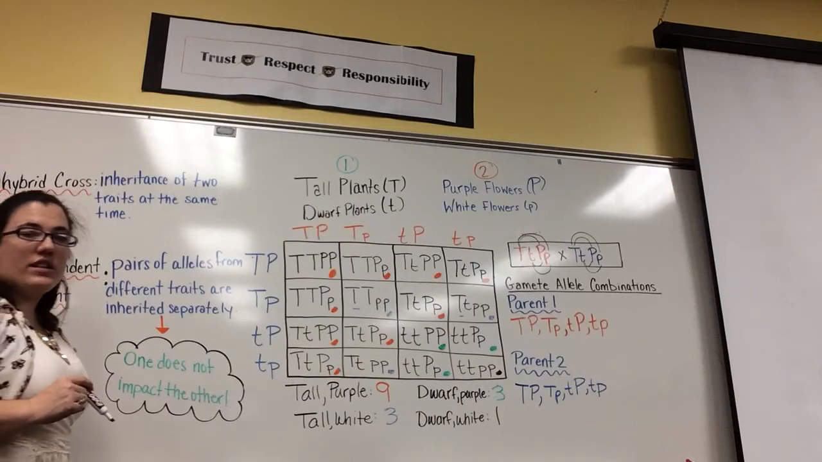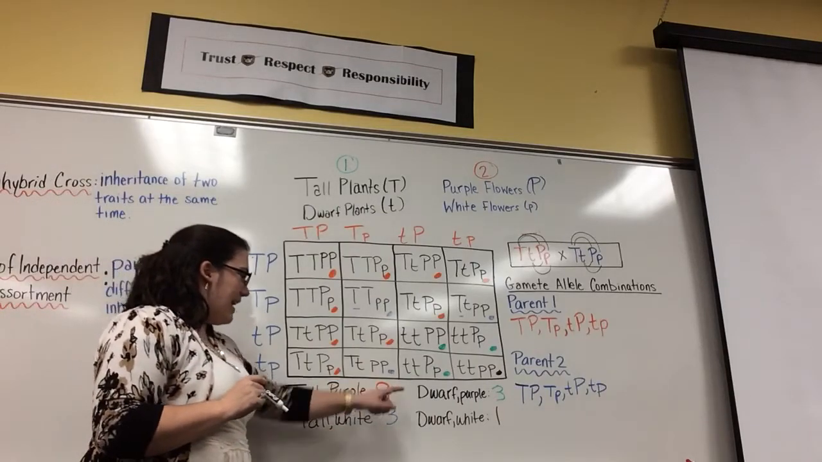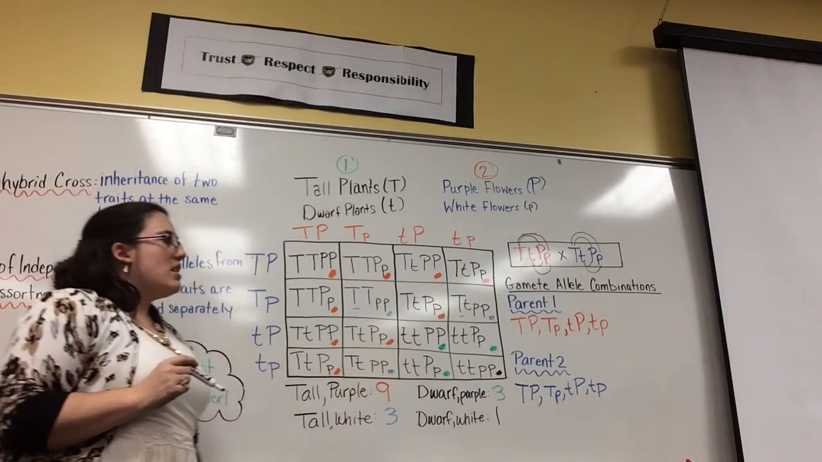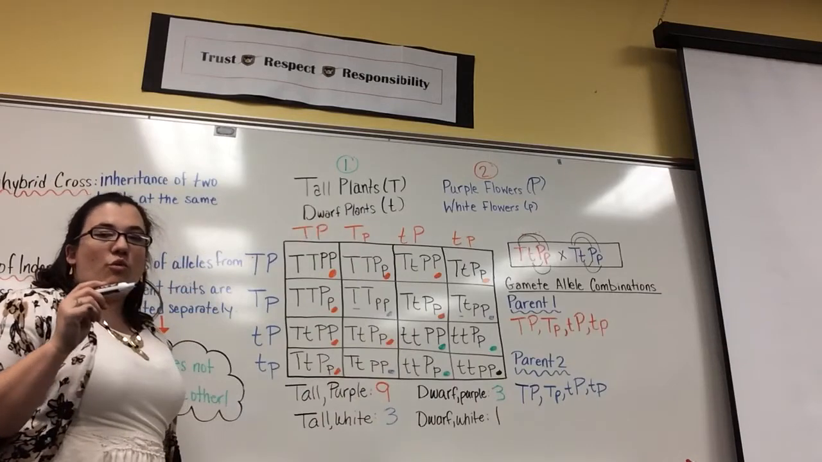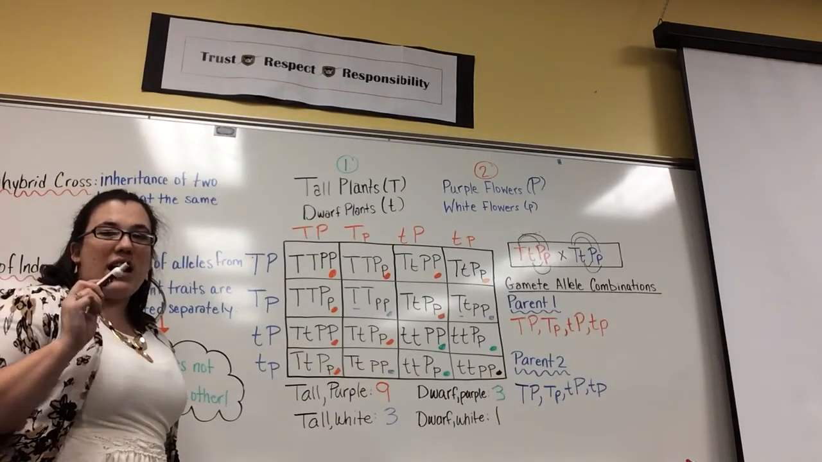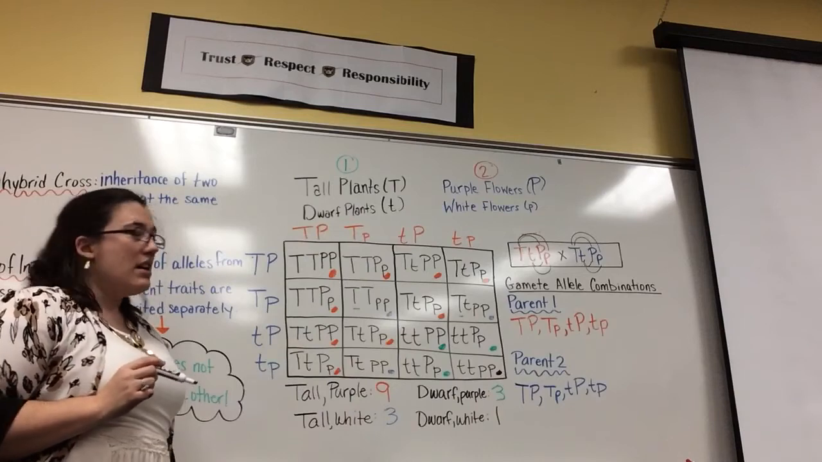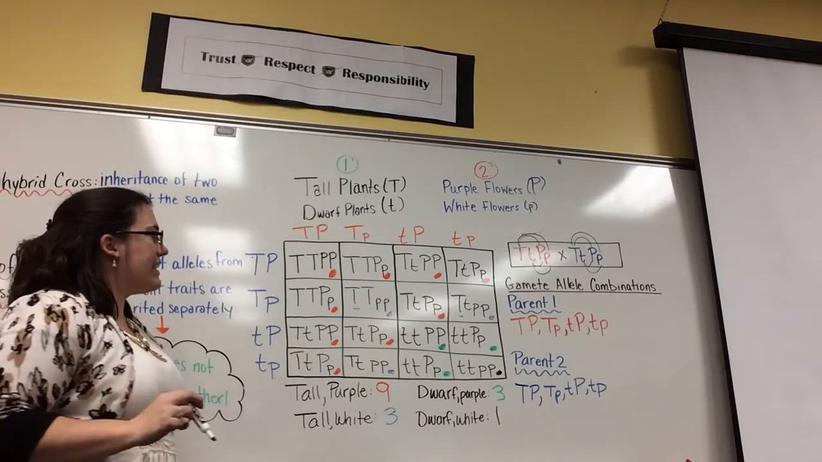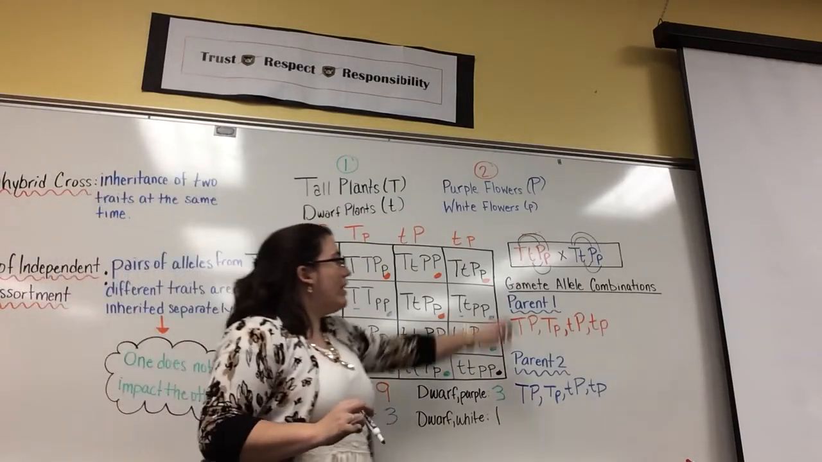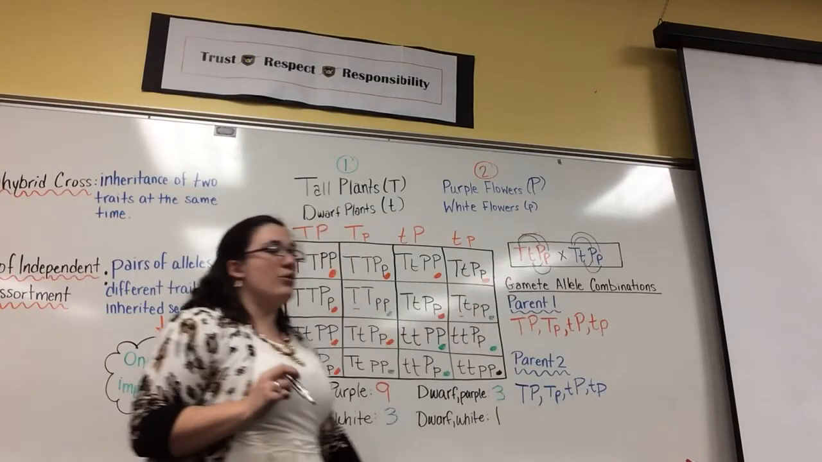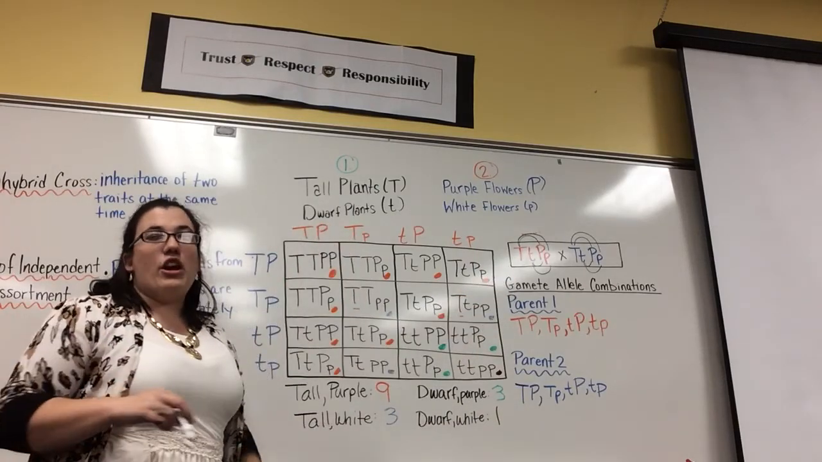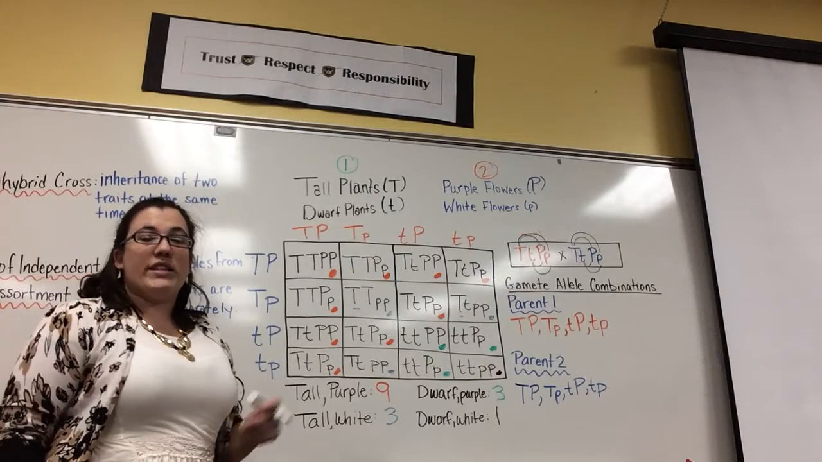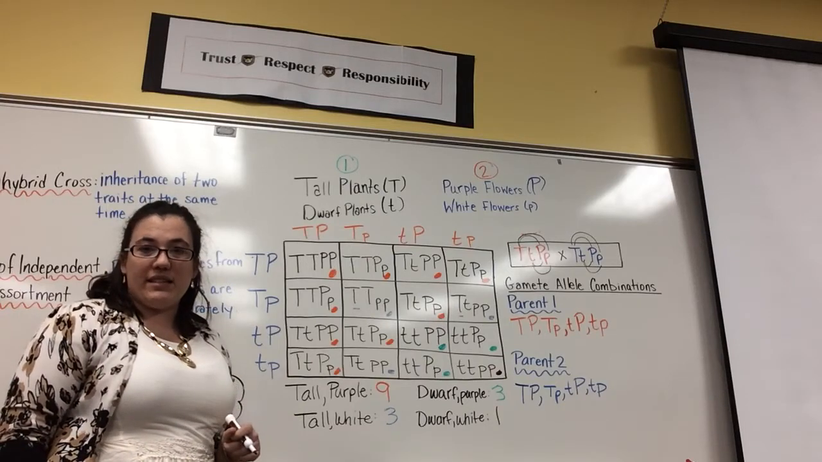Now, you can notice here that your ratio is 9 to 3 to 3 to 1. This is the ratio you will always get when you cross 2 heterozygous individuals. Only when you cross 2 heterozygous individuals, in a dihybrid cross. I can't say that enough. You're not always going to get this same ratio. It depends on what the parents' genotypes are.